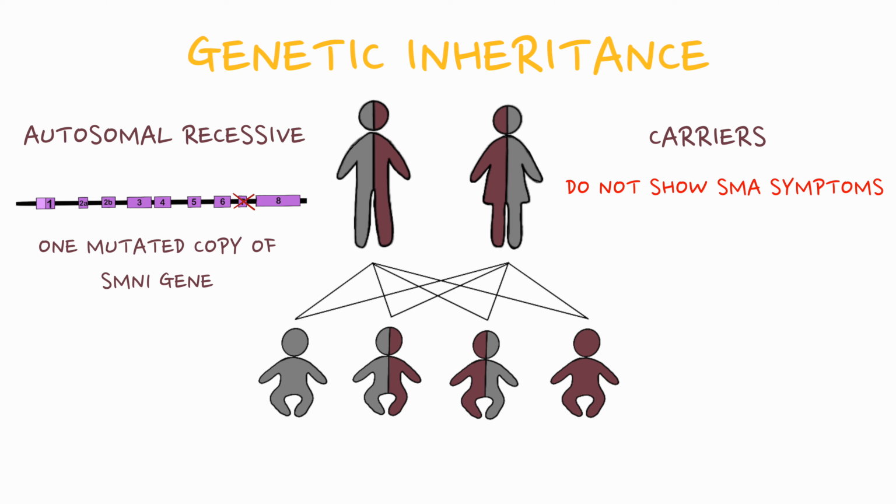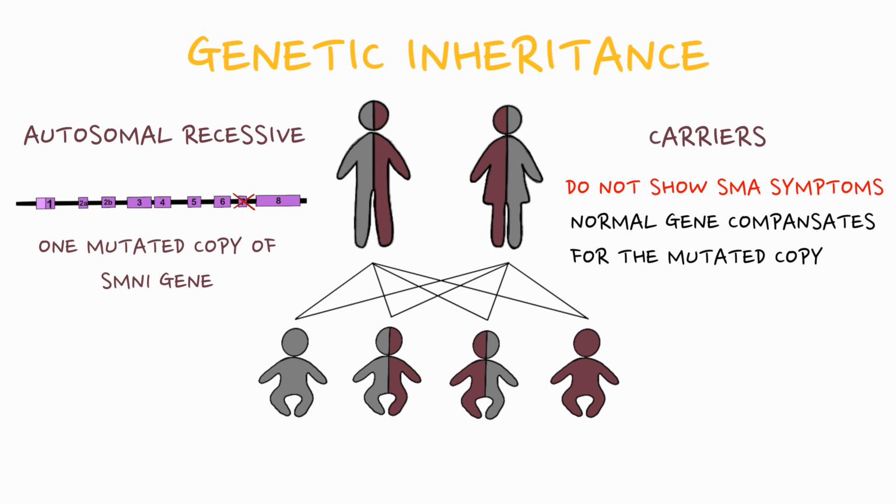Carriers of the SMN1 mutation typically do not show symptoms of SMA because the normal copy of the gene compensates for the mutated copy. When both parents are carriers, there is a 25% chance with each pregnancy that their child will inherit 2 copies of the mutated SMN1 gene and develop SMA.